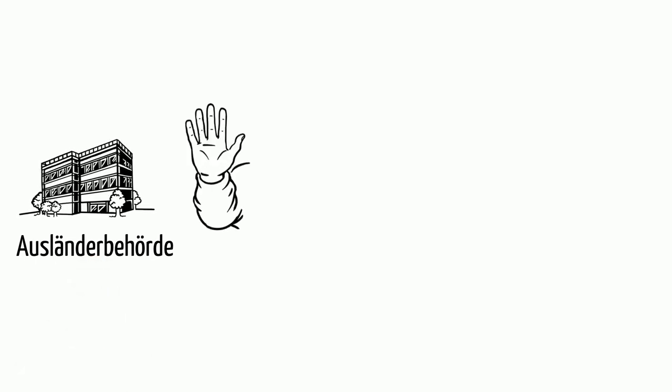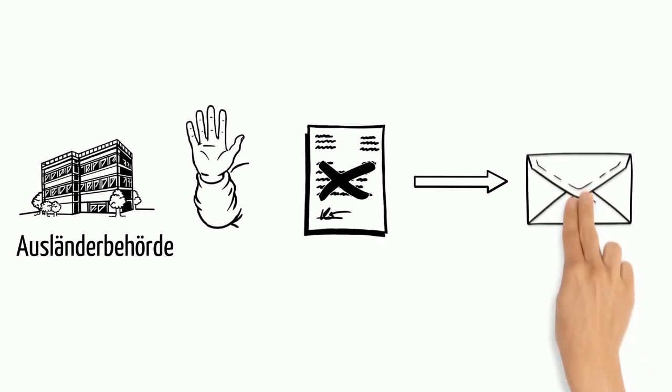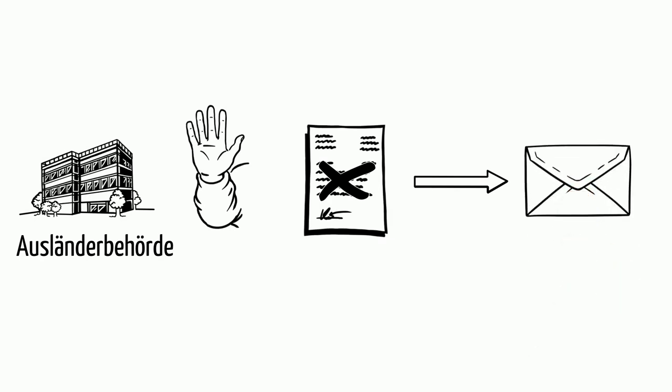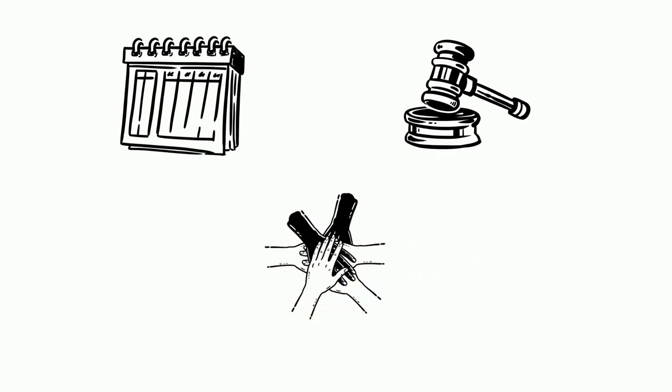If the foreigner's authority does not want to issue a work permit, they have to write to you and explain why you cannot obtain a work permit. You can file a lawsuit against this at court. It is best to get support for this procedure.